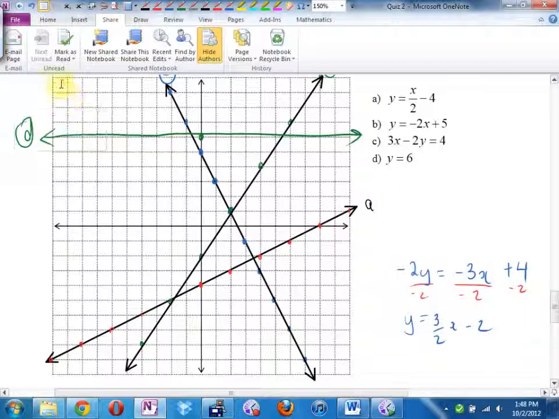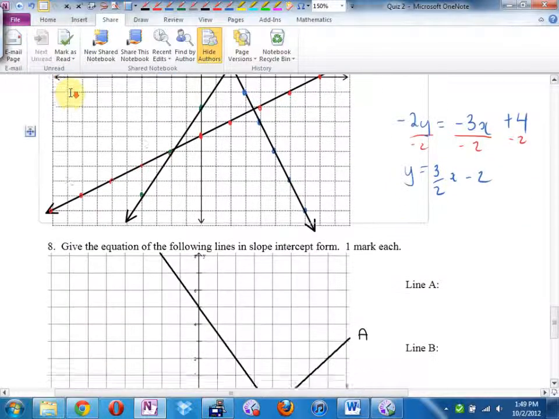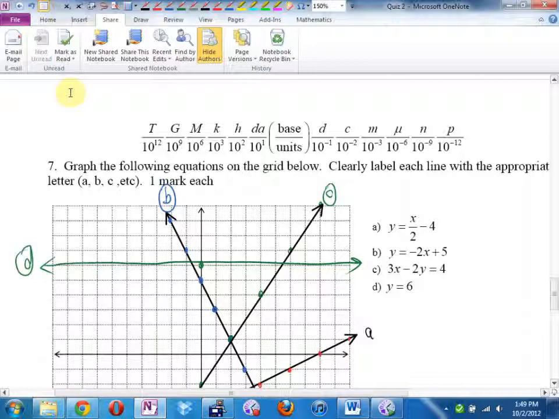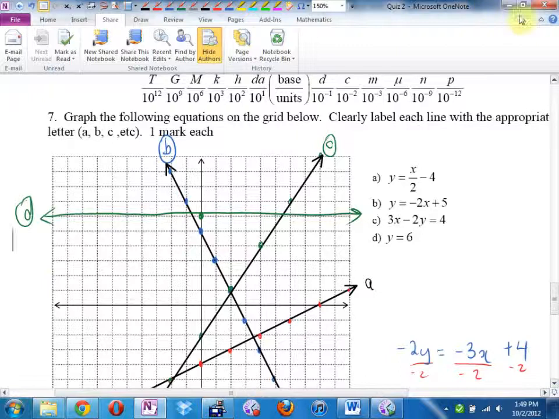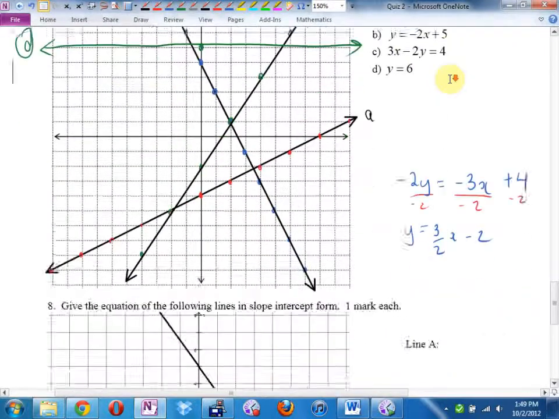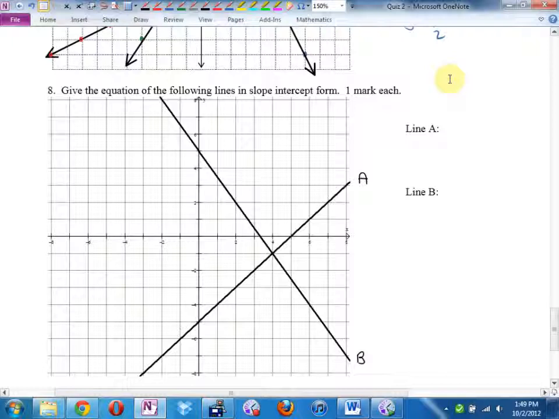So 1 mark for each of those. For each line, I think is what I said, 1 mark each. So 1 mark each would imply 1 mark each. I'm just spitballing here, but I'm pretty sure. That is what it says there, yes? Hopefully an easy 4 marks.